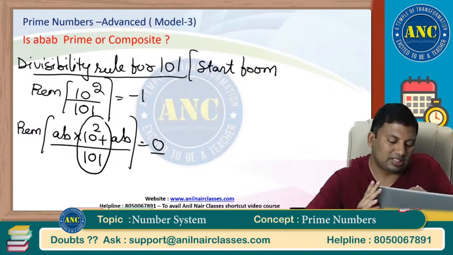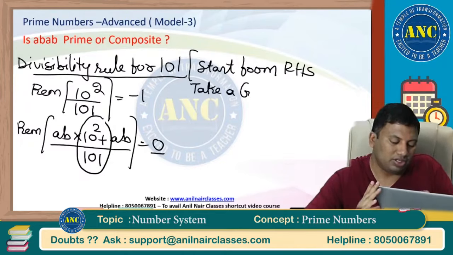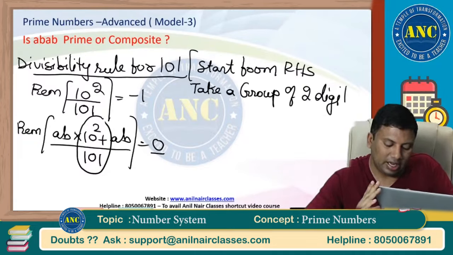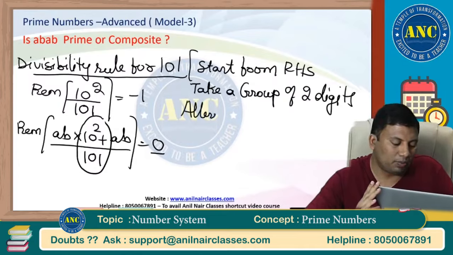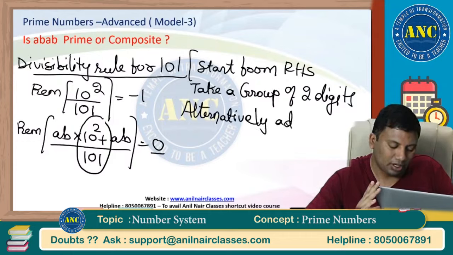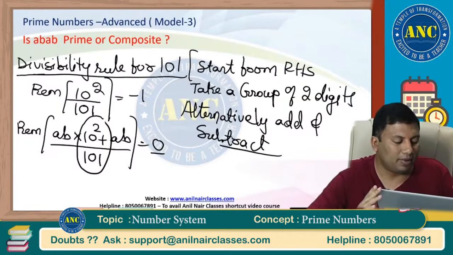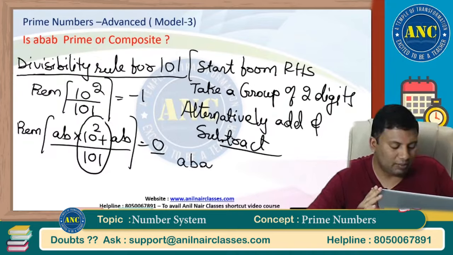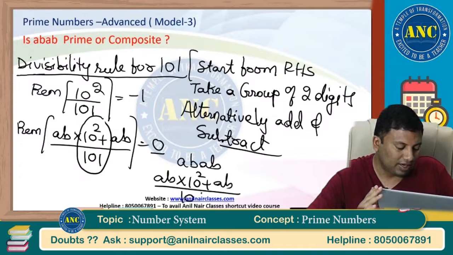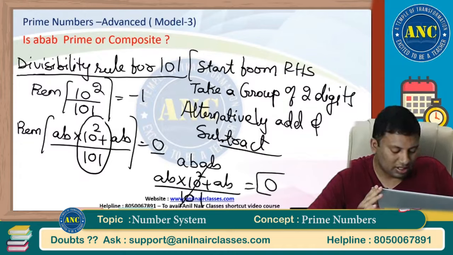So, what is the divisibility rule for 101? Start from the right hand side. Take a group of 2 digits. Alternately add and subtract. If I alternately add and subtract, I will get the remainder when you divide a number by 101. So AB into 10 square plus AB divided by 101 gives minus AB plus AB, 0.